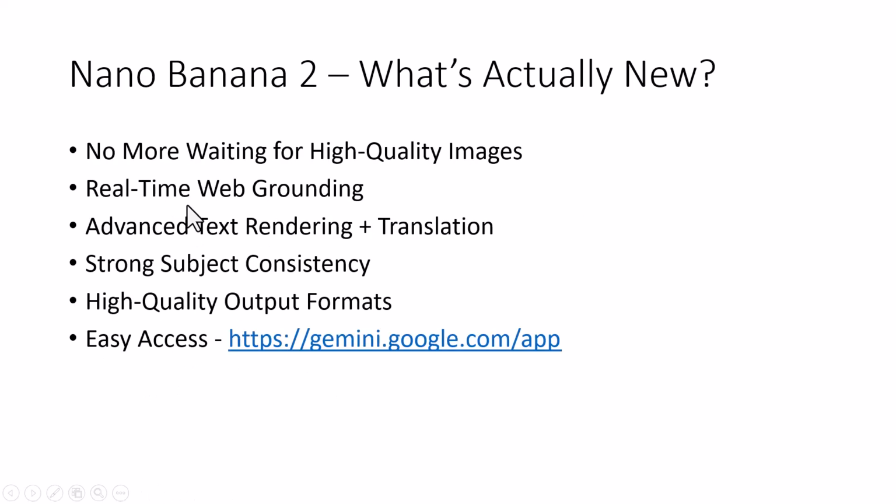Okay, now let's understand what's actually new with Nano Banana 2. If I had to describe Nano Banana 2 in one simple phrase, it would be speed with quality. This new model removes the old problem of choosing between fast image generation or studio level quality, right? So you had to compromise one with the old version, right? Now with the new version, Nano Banana 2, no more waiting for high quality images.